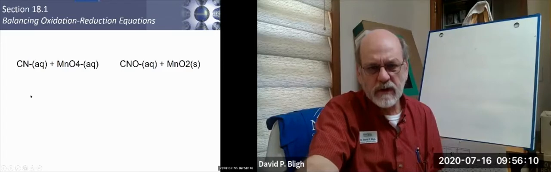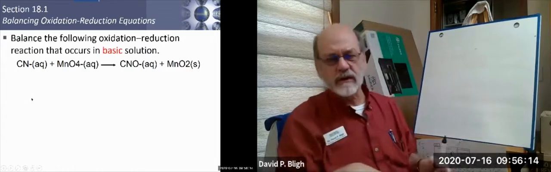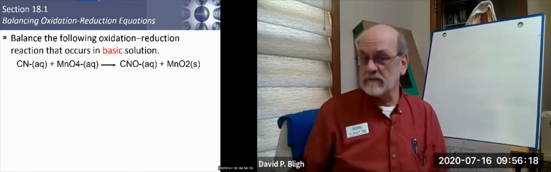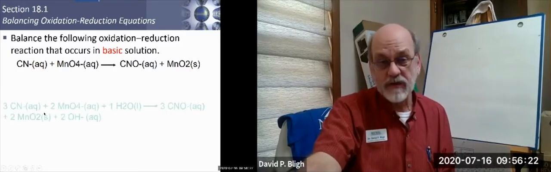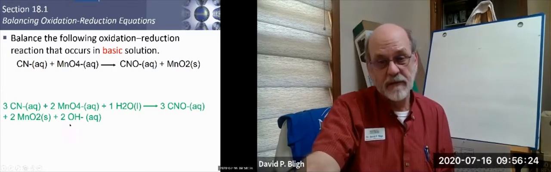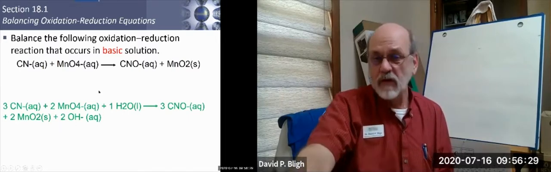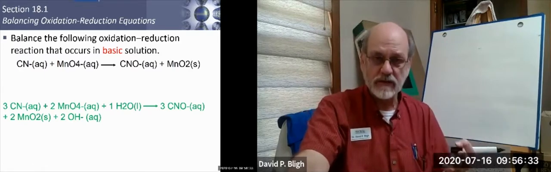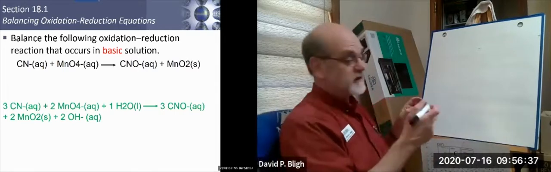So what are we going to do here? Balance the following oxidation reduction reaction occurring in basic solution. We just did one, so we could follow along with the slide. This is the result that you should come up with. What do you have to do? You have to decide which one's oxidation, which one's reduction. Yeah, we've got time to look at that part at least.